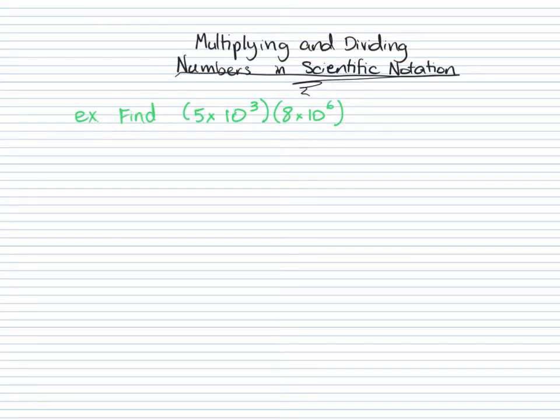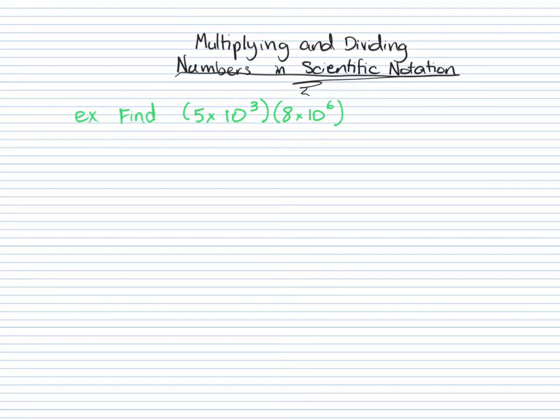Now, we could just multiply 5,000 and 8 million and get an answer, but that's not what we're going to do in this video. We want to keep our numbers in scientific notation because that will give us less work to do and our answer will be easier to get. Alright, so if we want to keep our numbers in scientific notation and do the multiplication that way, we have to rearrange the numbers and group them differently.